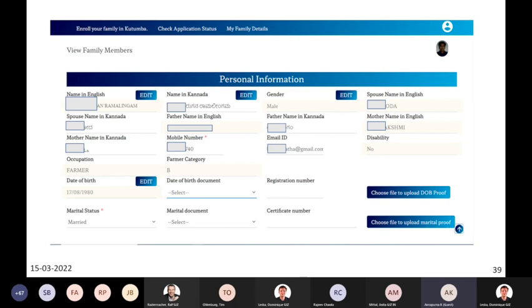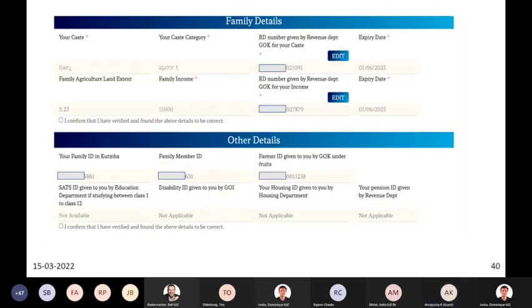So in such cases, they need to upload the document as a proof of date of birth. Next slide, please. The family details like caste and income, and a provision to update using the APIs of the concerned source department is available. Other details like various other identifiers that are connected to the citizen are also shown. Next slide, please.